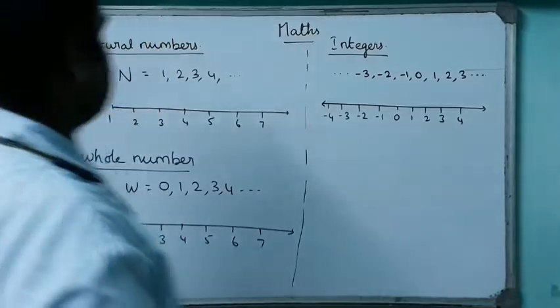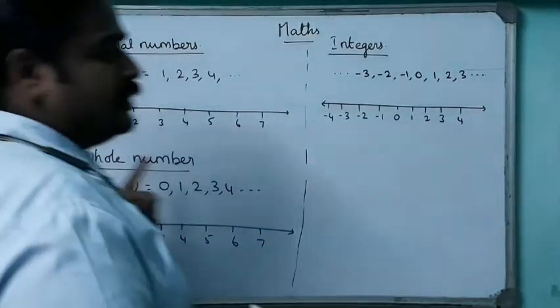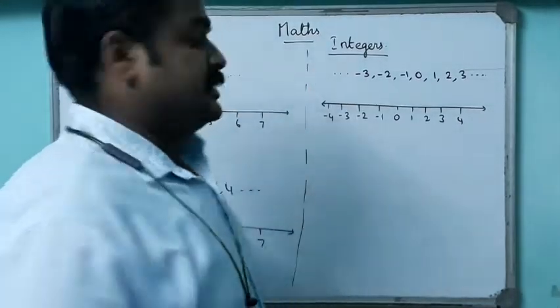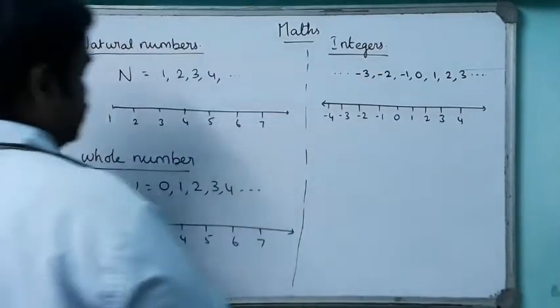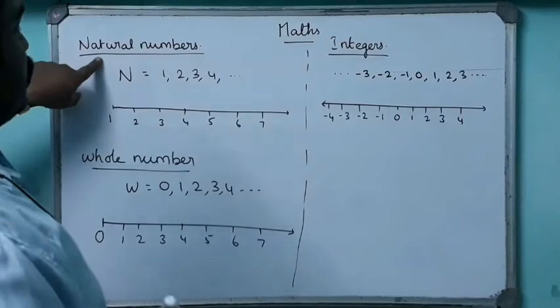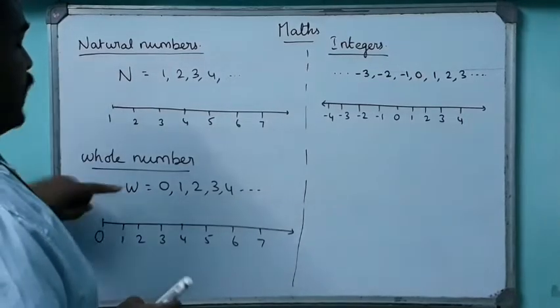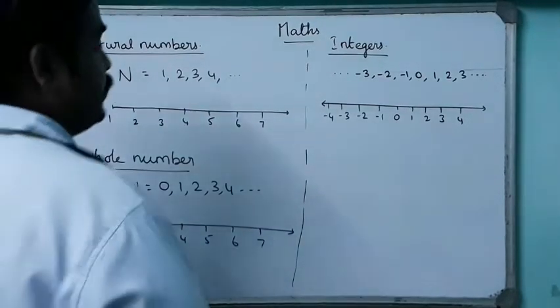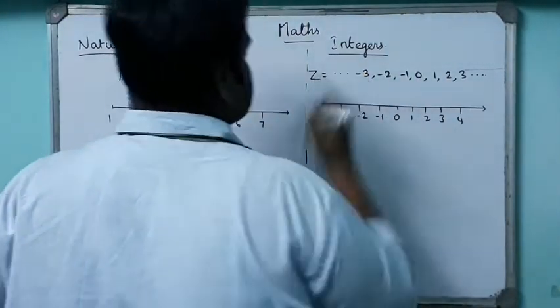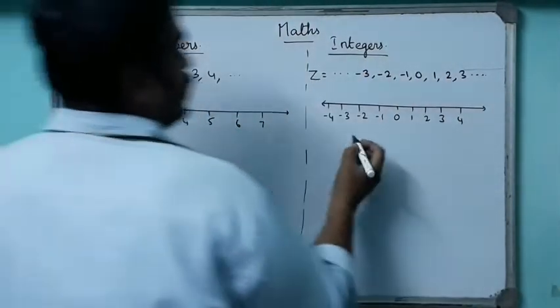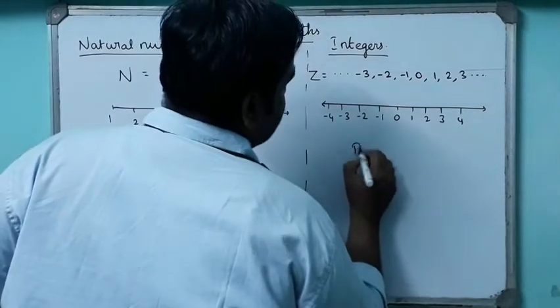So we have seen these three things. The first one is natural numbers, the second is whole numbers, the third one is what? Integers. The next type we are going to see is the rational numbers. We denote the natural numbers by N, the whole numbers by W, and the integers by Z, right? The next one is rational numbers.